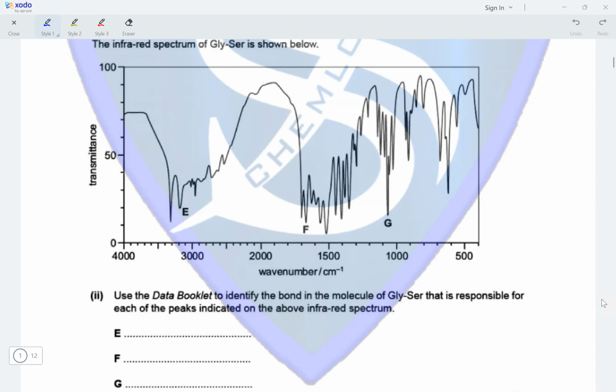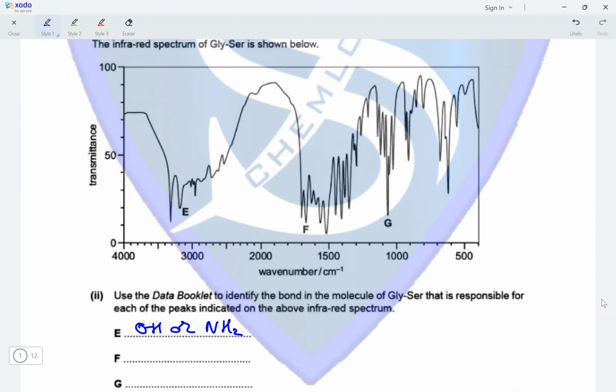E is a peak that is in the region beyond 3000 wave numbers. So this should correspond to either the OH group of the alcohol or the NH group of the amine. So it can correspond to both of these. So we will write OH or NH2 because both of them lie in the same region.